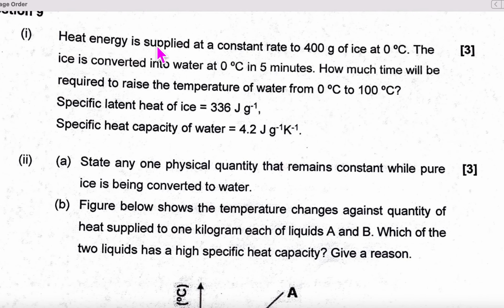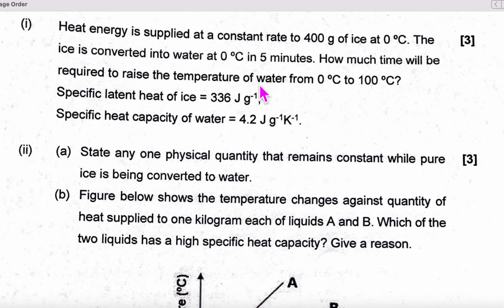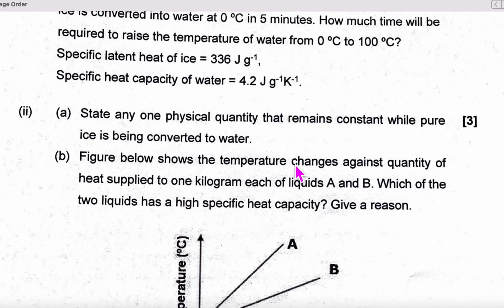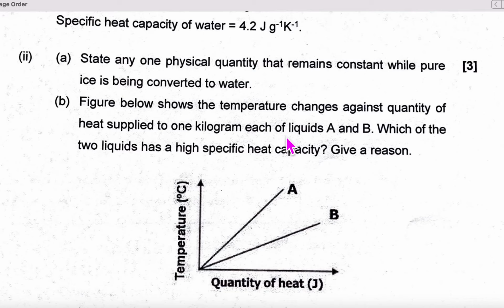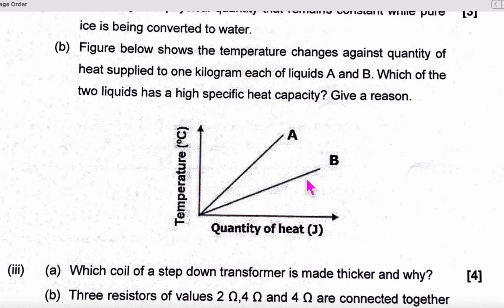What is this? Question number 9. Heat is supplied at a constant rate. The ice is converted to water in 5 minutes. How much time will it require to raise the temperature? This is a little time consuming. Let me just check. This is simple. This also is simple.